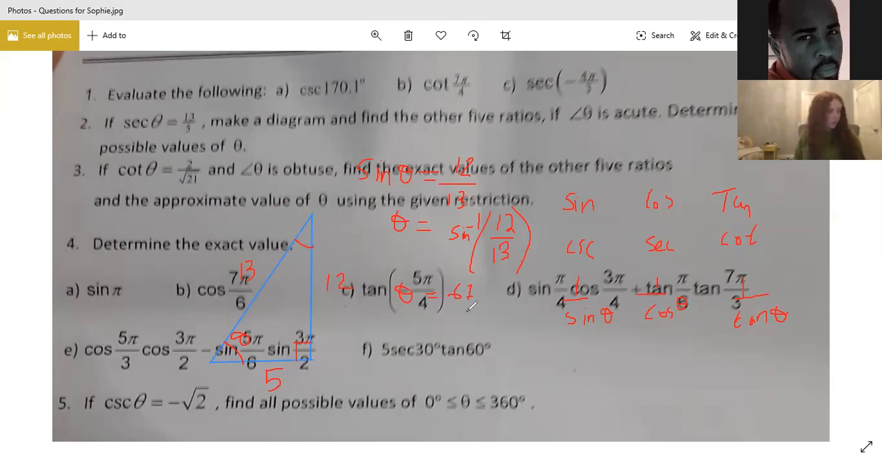Which 2 quadrants are those? The top 2. Which 2? Quadrant 1, 2, 3, 4, 5, or 10? Or 10. Joking, Sophie.